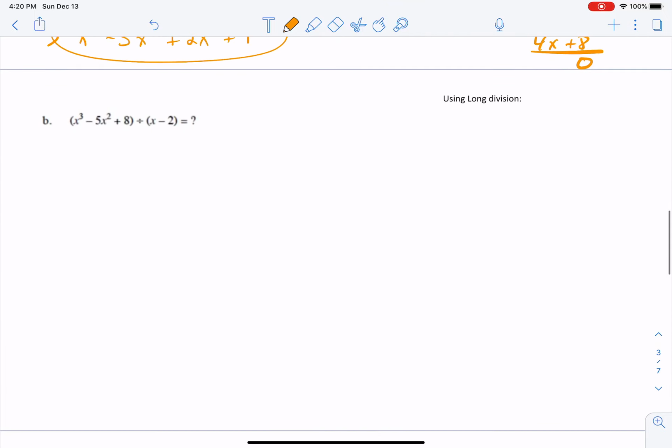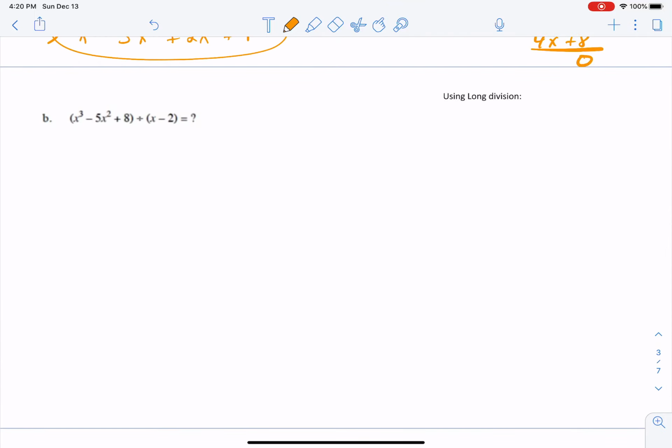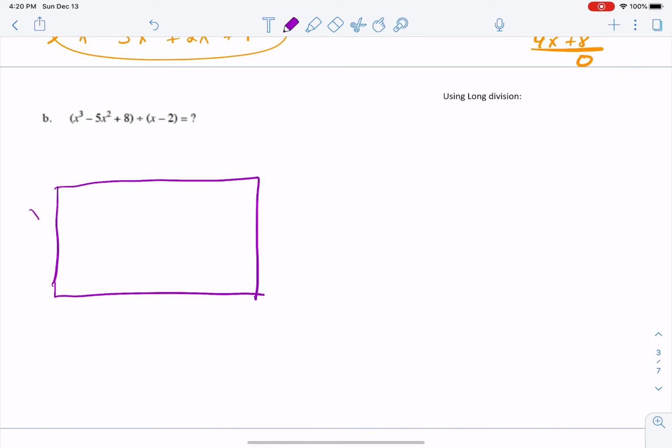So going through another example like this, let's build an area model first. So I have an x minus 2, and I want to know x minus 2 times what gives me a solution of x cubed minus 5x squared plus 0x plus 8.